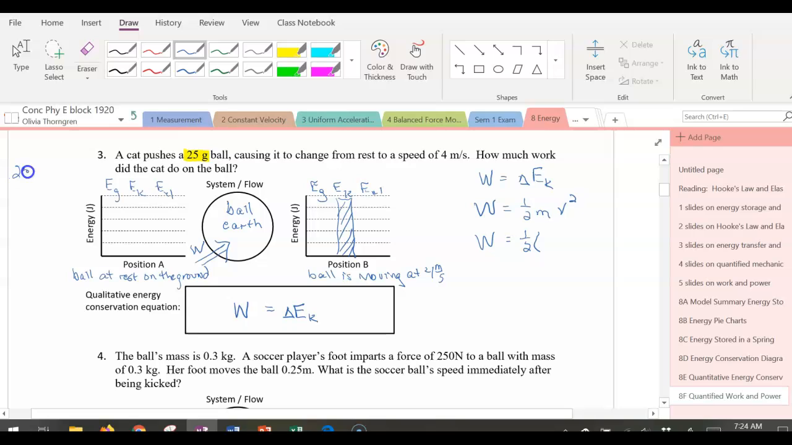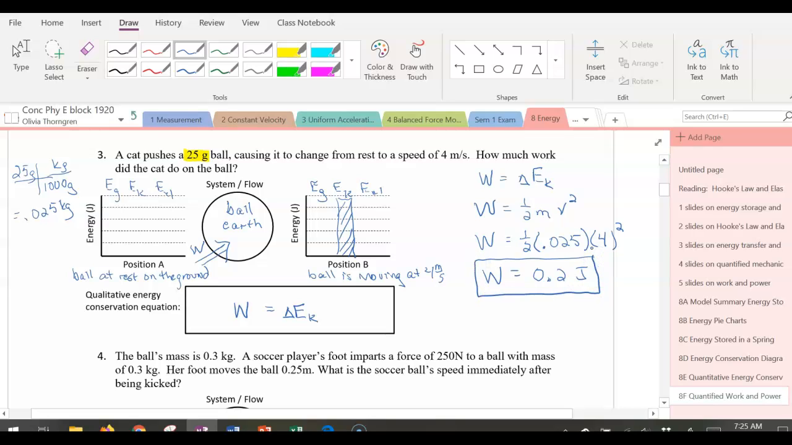So 25 grams, and there are 1,000 grams in every kilogram. And so that would be 0.025 kilograms. Very, very small. So 0.025 kilograms, and then times the 4 meters per second squared. That's going to be the amount of work that the cat did. And it's only 0.2 joules. Because it's a very, very little ball.